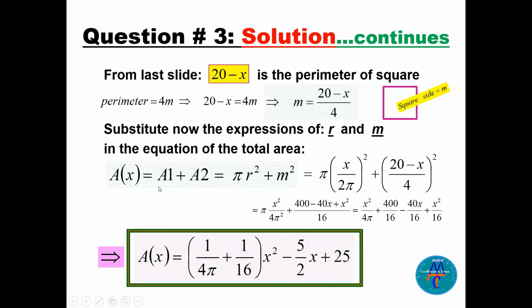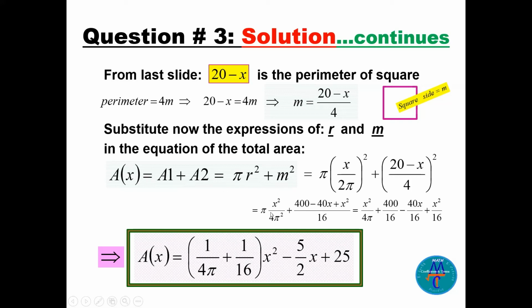We can replace it here in the equation of the total area A of x. So it will be pi r squared. R is x over 2 pi, squared. You square it. You get x squared divided by 4 pi squared. Plus 20 minus x over 4, all squared. That's m. So it will be 400. See, this is A minus B. I think you remember the formula. A minus B squared is A squared minus 2AB plus B squared. So 400 minus 40x plus x squared, divided by 16.